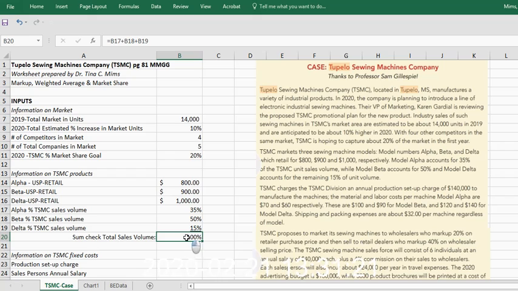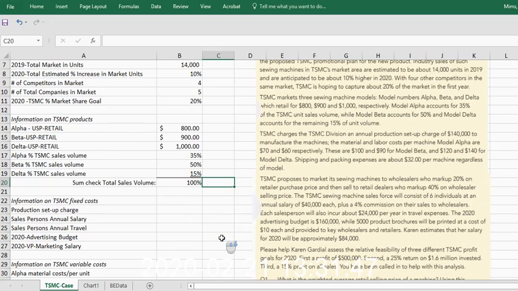And I've got a little checkpoint in here. If you'll notice, I have added together these 3 proportions or percentages of sales that each model has and entered it so I can just double check to make sure we have 100% of all sales from Tupelo accounted for. Remember, these are retail sales numbers. Tupelo is the manufacturer. All right, let's go on to see what we have for fixed costs.